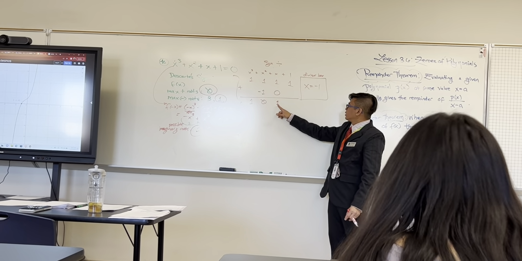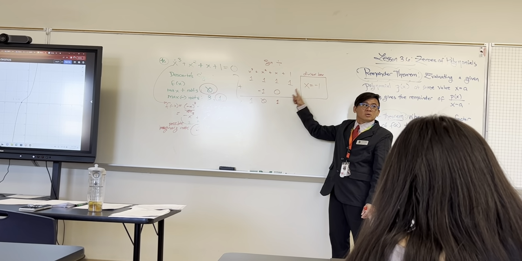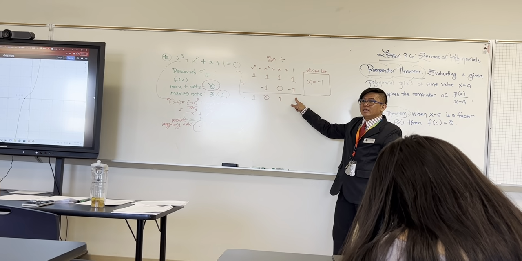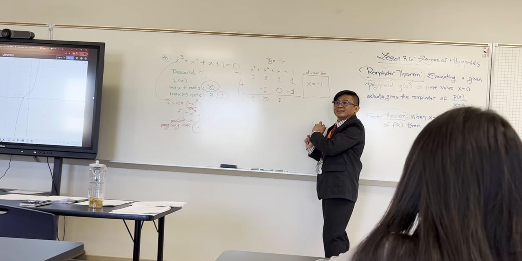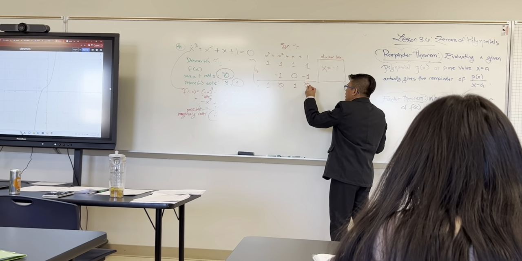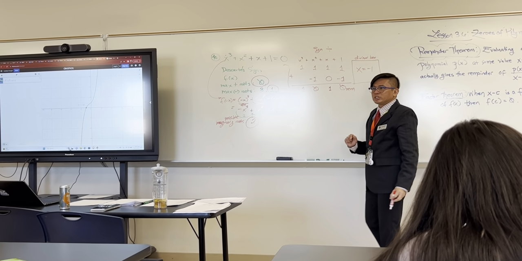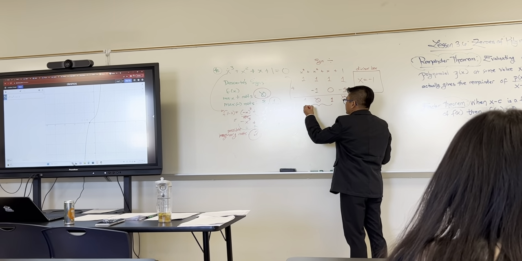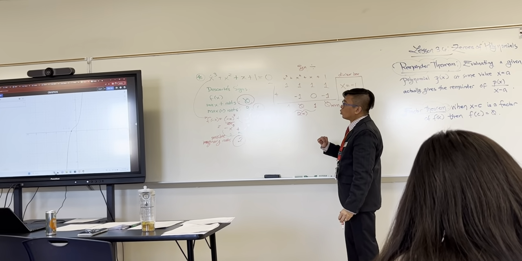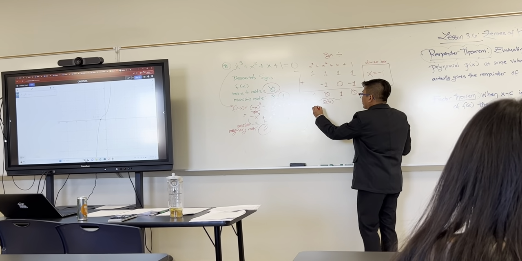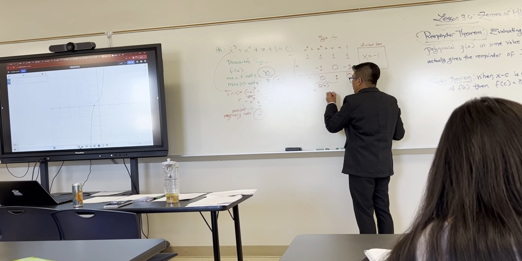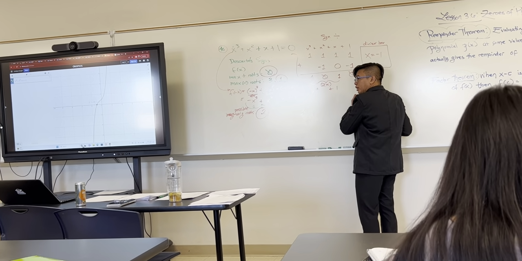What's next in here? Negative 1. Very good. And the last one? 0. So 0 is the remainder. Now what's your quotient in here? It's 1 degree less than the original function. So this is x squared plus 1.